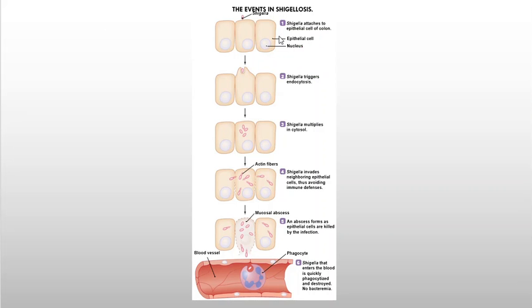Shigella here is attaching to the epithelial cells of the colon. So this is the lumen of the colon. It gets endocytosed, multiplies inside the cell, invades neighboring cells. Abscess forms, cells are killed. Shigella enters the blood and is destroyed. It will not cause a bacteremia. Salmonella will. Shigella won't.